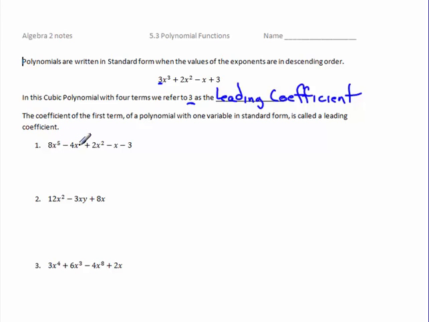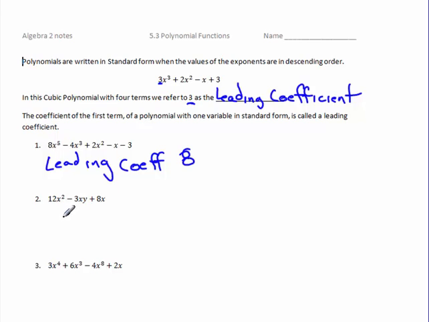I got x to the 5th and x to the 3rd, x squared, x, and 0. The 0 is the constant term. So the leading coefficient, yes, this is in standard form. That means the leading coefficient's right here. So my leading coefficient, and we can put coef here, is 8.